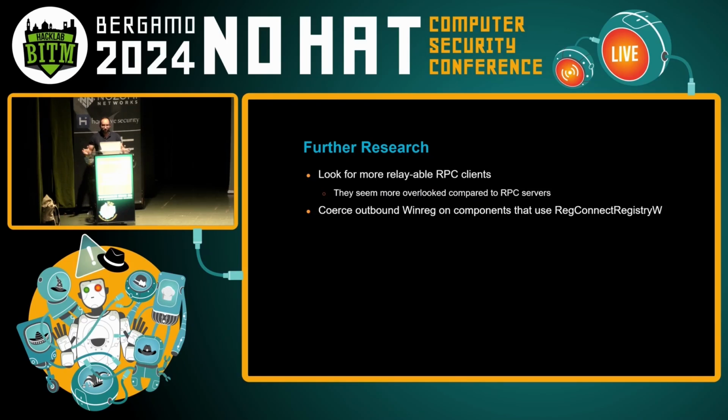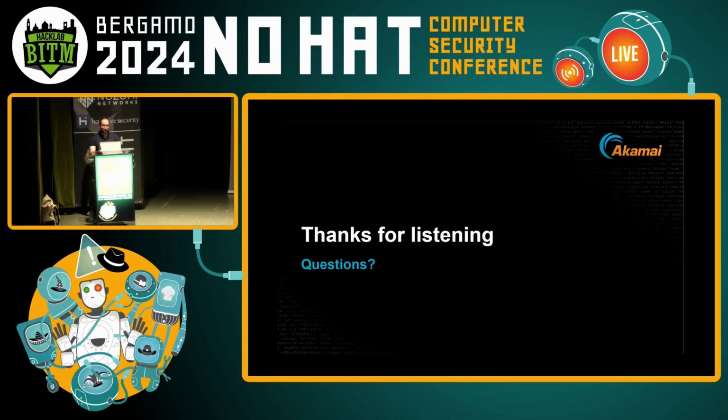That's basically it for WinReg. Future research idea, I think that we can look for more reliable RPC clients. Unlike their server counterparts, I think they're a bit more overlooked, so we might find more RPC client victims. And also, I think it might be possible to create a more reliable coercion attack, similar to PetitPotam or the Potam class attacks, on the Windows components that use WinReg, like DFS, ADCS, etc. That's it. Thank you for listening.